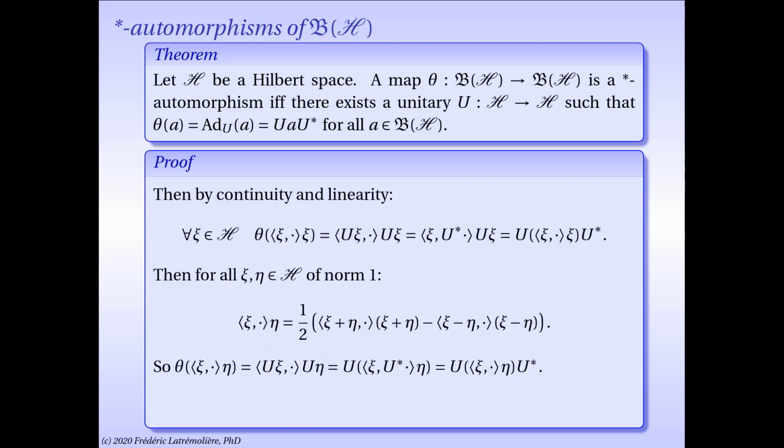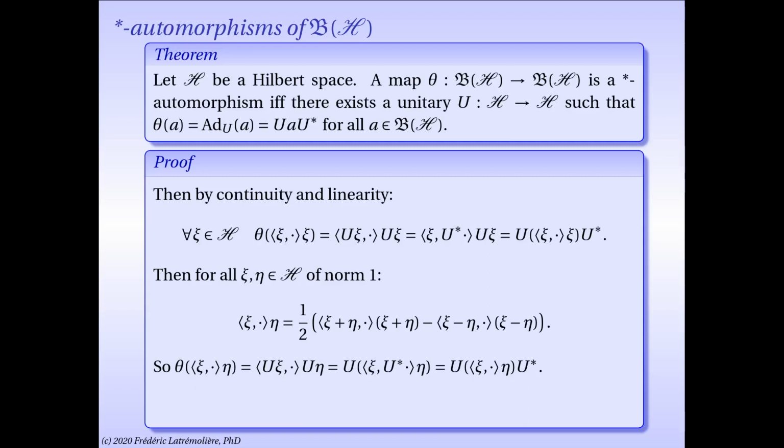Then we also make an observation. Now by construction, if you give me an index j, theta of the projection on the linear span of xi j equals the projection on the linear span of u of xi j, which is eta j by construction. But then it's very easy to see that if you give me a vector xi of norm 1, then that vector xi is in the closure of the linear span of the xi j's.